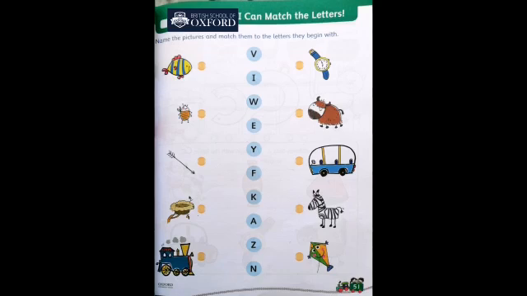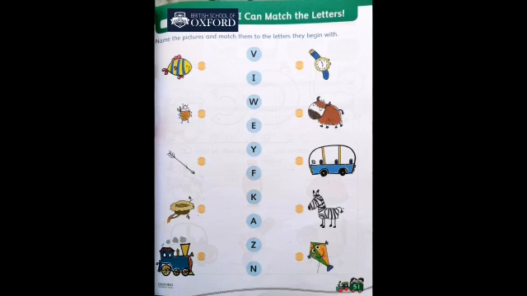Then you have to match it. First one is fish. So fish starting sound is F. You have to find letter F and then match it. Next one is insect. Insect starting sound is I. So you have to find it and match it.